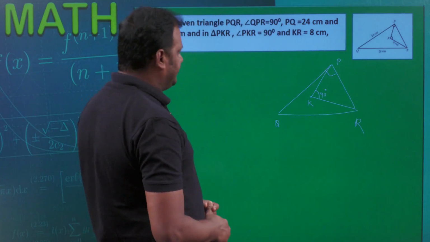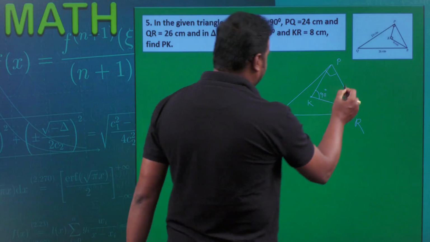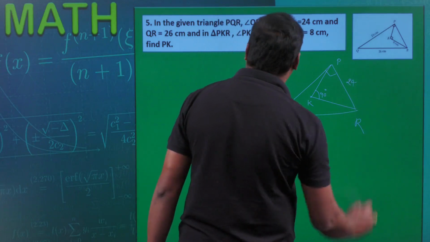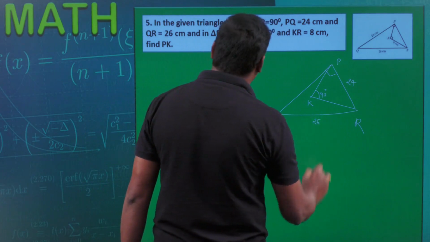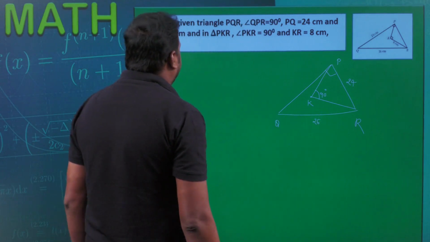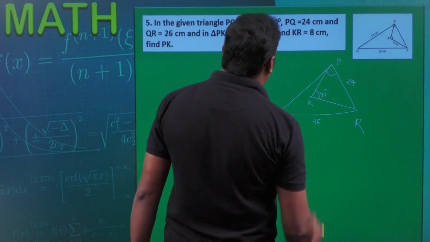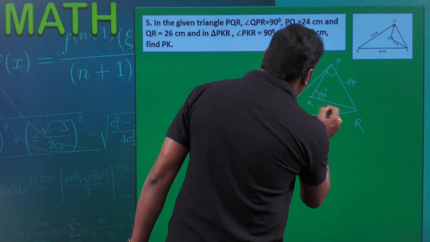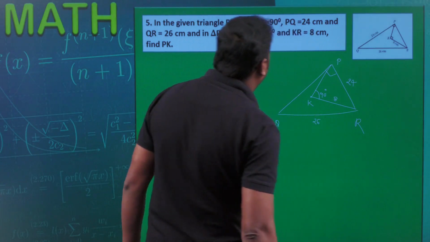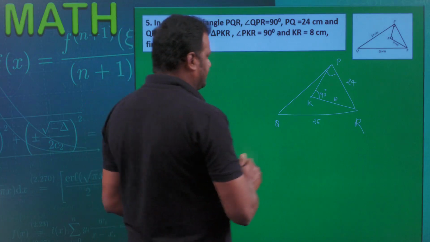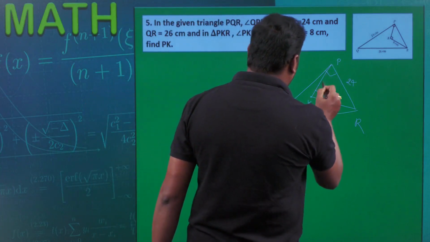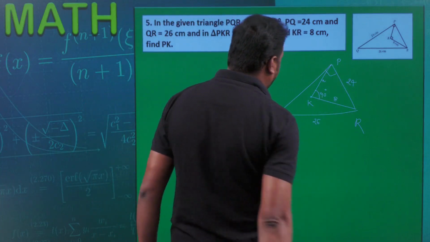PR is equal to 24. Where is PR? This PR is equal to 24 centimeters. QR is equal to 26, this is 26 centimeters. And in triangle PKR, this is 90, and KR is equal to 8 centimeters. Then find the value of PK. Where is PK? This is what we want. Let it be some x.